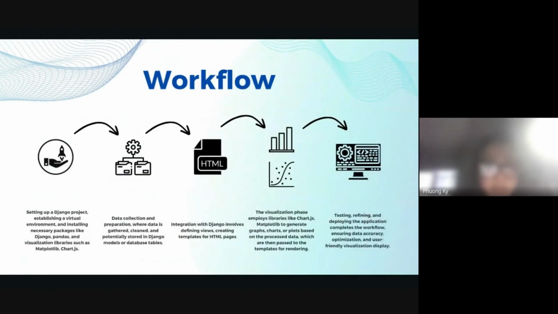Now I will show you our project workflow. A data visualization project in Django using Python involves several key steps. It begins with setting up a Django project, establishing a virtual environment, and installing necessary packages like Django, pandas, and visualization libraries such as matplotlib and chart.js. Data collection and preparation follow, where data is gathered, cleaned, and potentially stored in a Django model and/or database table.